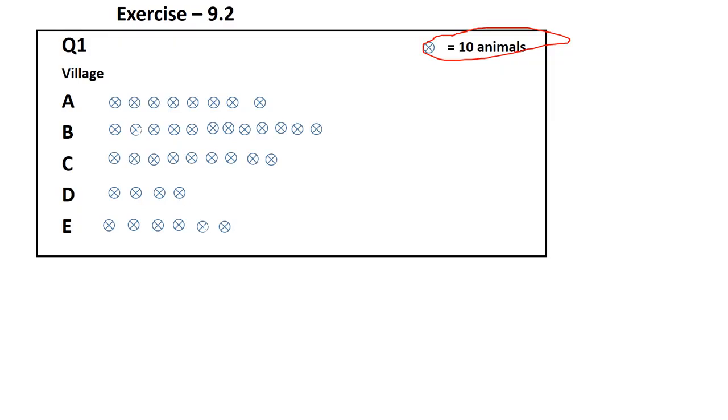Now you have to answer some of the questions. How many symbols represent animals of village E? 6. Which village has the maximum number of animals? Village B. And minimum number of animals? Which village has more animals, village A or C? Village C. Clear? Thank you students.